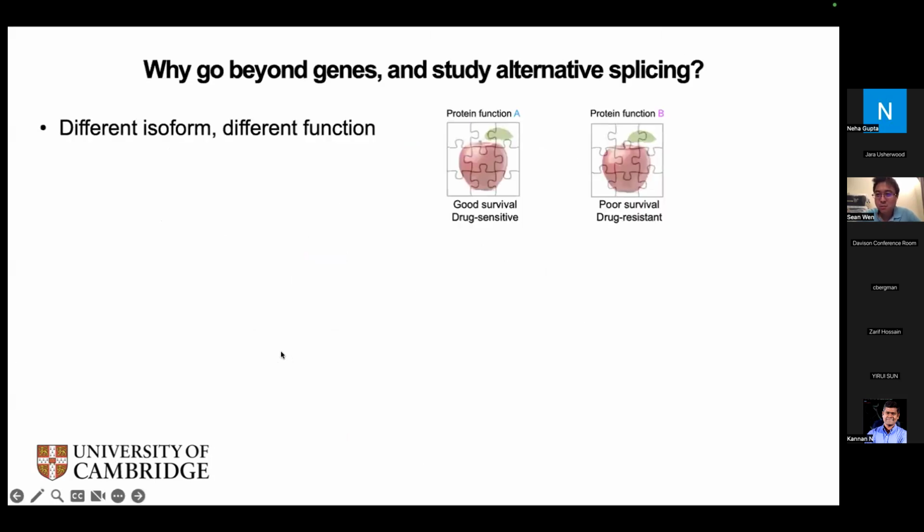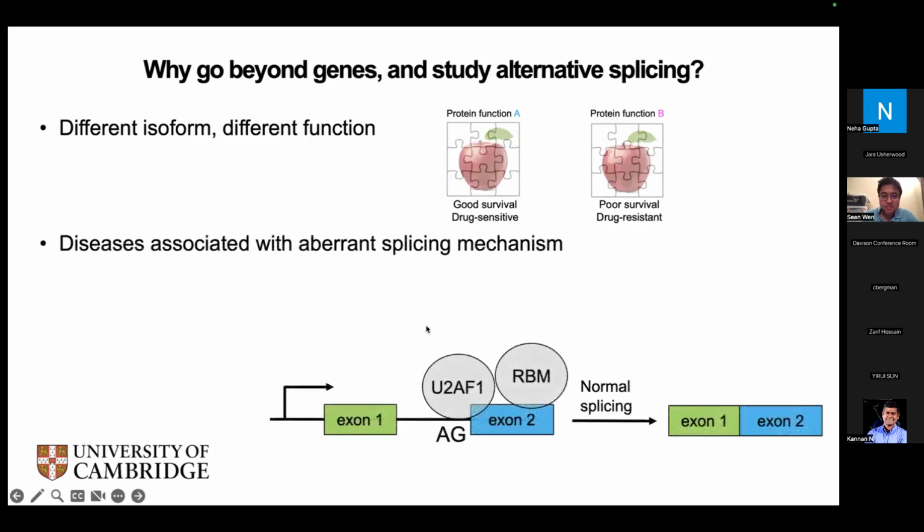Now, why should we go beyond genes and study alternative splicing? Well, the short answer is that although a gene encodes several different isoforms, these different isoforms may have very different functions. And sometimes that could really mean the difference between good patient survival versus poor patient survival, or the difference between conferring drug sensitivity or conferring drug resistance. And there are also many diseases associated with abnormal splicing mechanism.